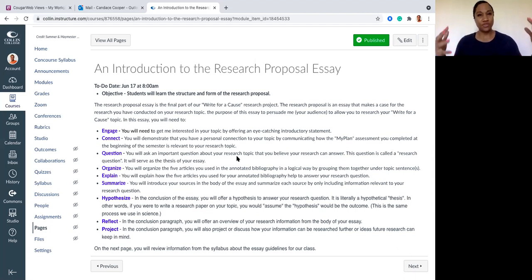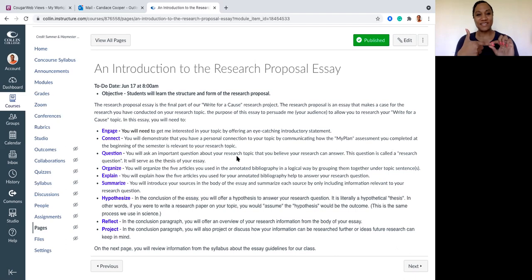In other words, after reading everything that you've read, what question do you have about your research topic that you would like to explore? Okay. And so that's going to be your thesis for this paper. And the articles that you've read are going to be evidence to suggest that you can answer this research question.